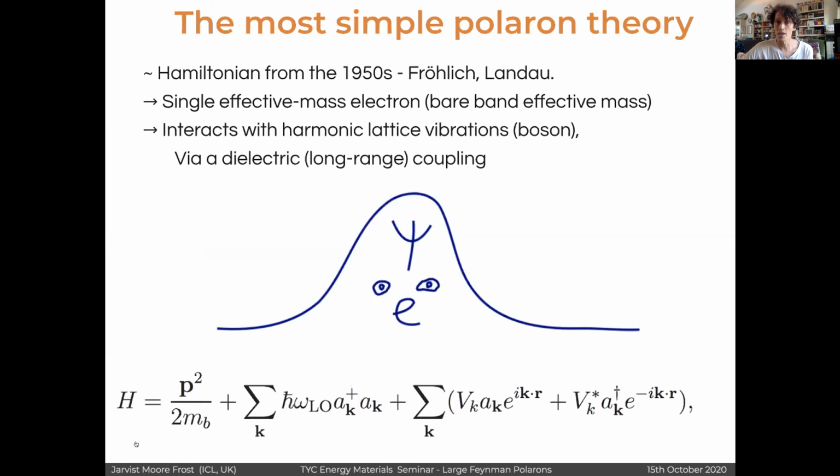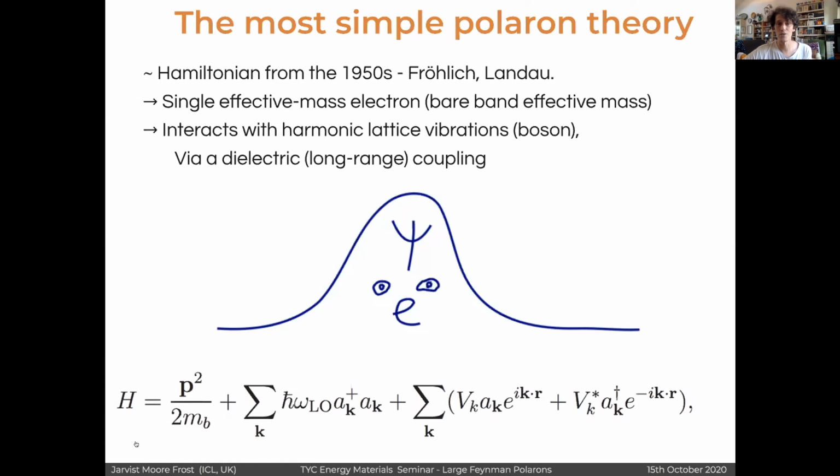materials where that's not correct, and instead you need to consider both the motion of the electron and the lattice at the same time, we need to simplify the theory first. We can't just go straight away to an ab initio theory of these things. So we simplify back to this very simple effective Hamiltonian, which is given at the bottom, which is due to work on ferroelectrics in the 1940s and 1950s. Here you just have a single effective mass electron interacting with a harmonic lattice vibration, all these bosons, coupled via this long-range dielectric coupling, so just the electron interacting with the infrared activity of the individual phonon modes.